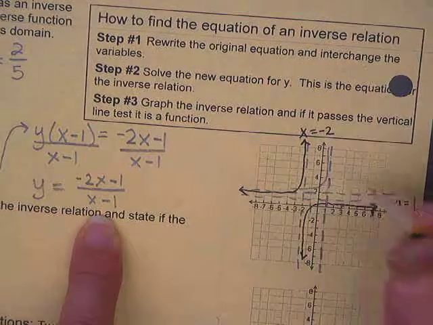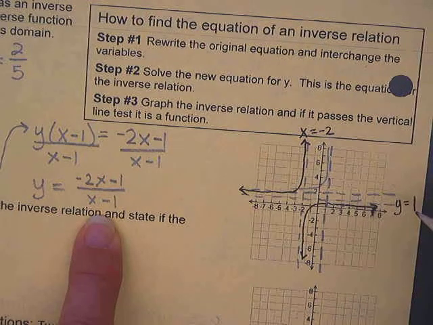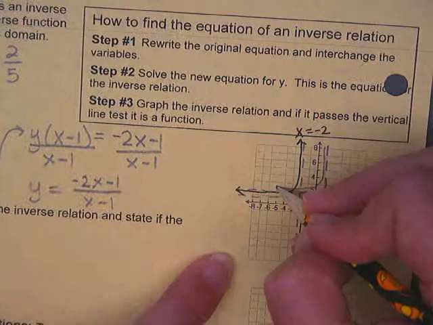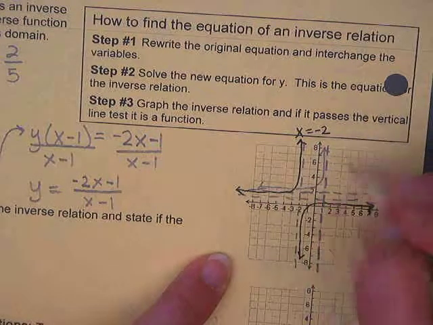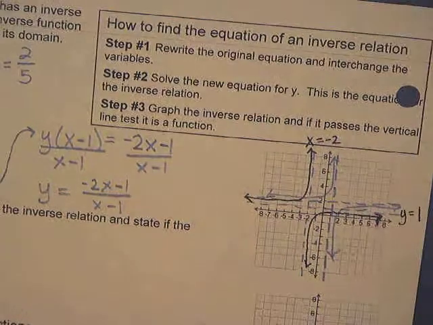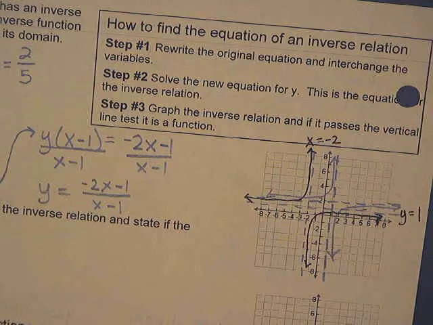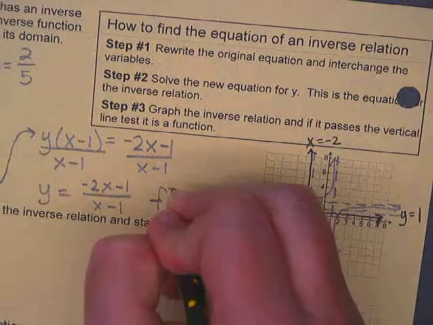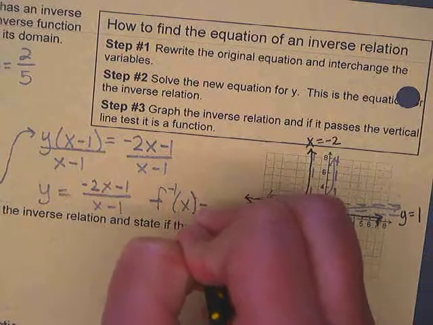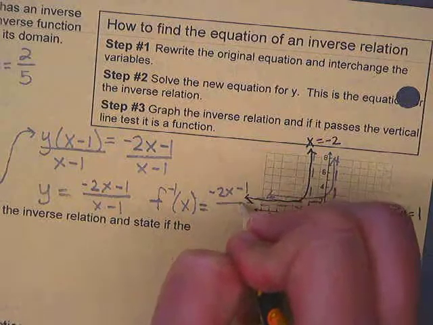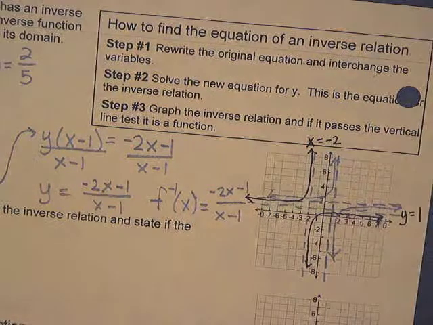will be here. And it is also a rational function and will pass the vertical line test. It's a little hard to see. You might want to try graphing that on your calculator. Because it does pass the horizontal line test, I can use the notation: the inverse of f will equal negative 2x minus 1 over x minus 1.